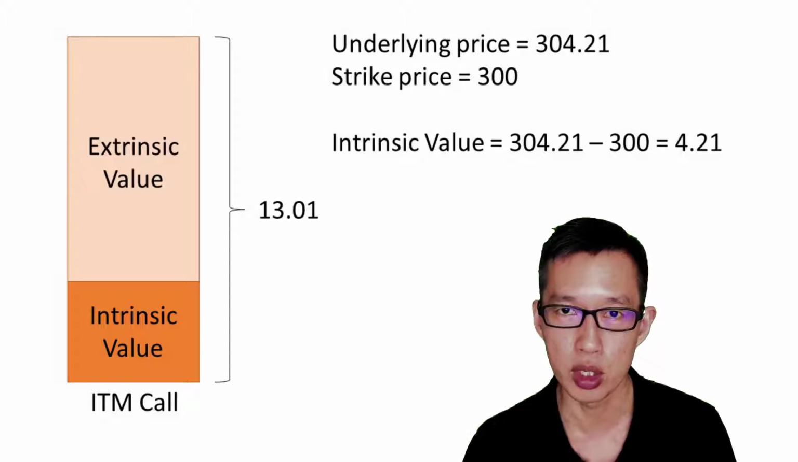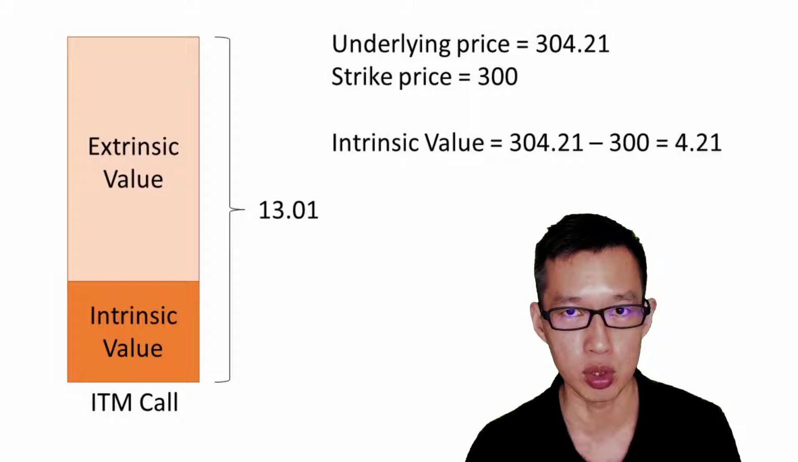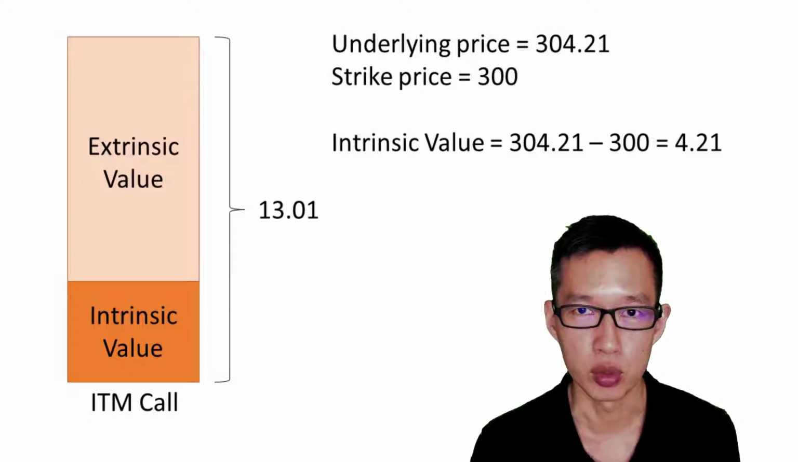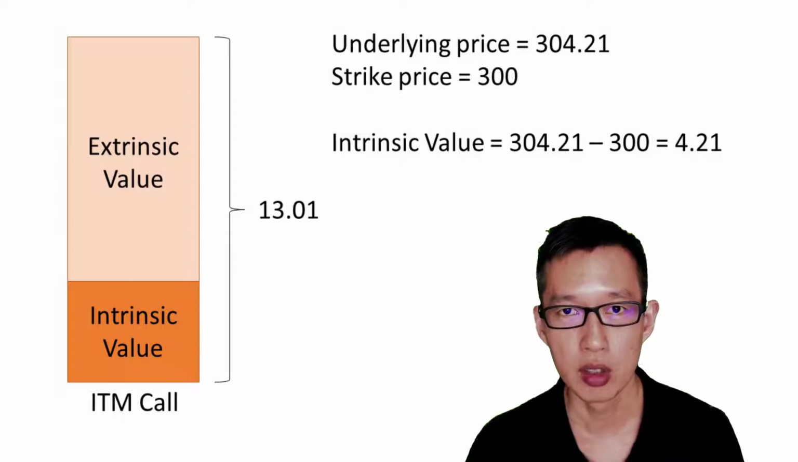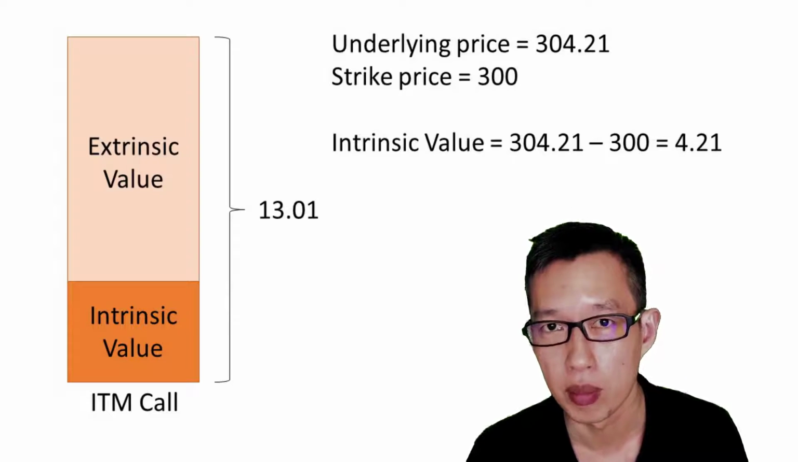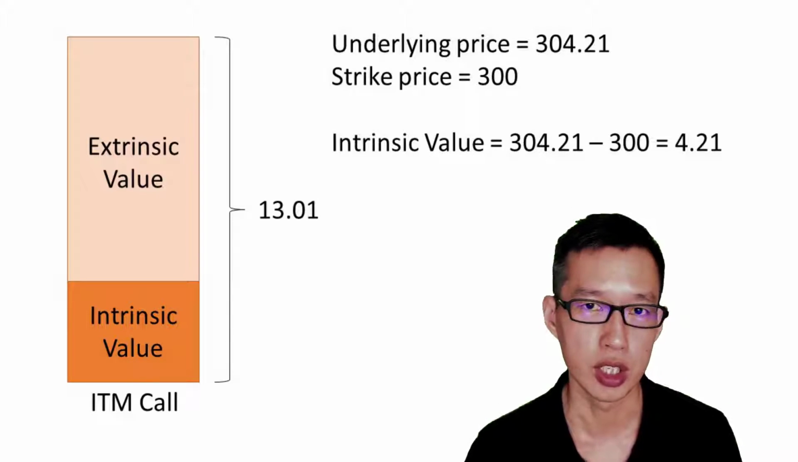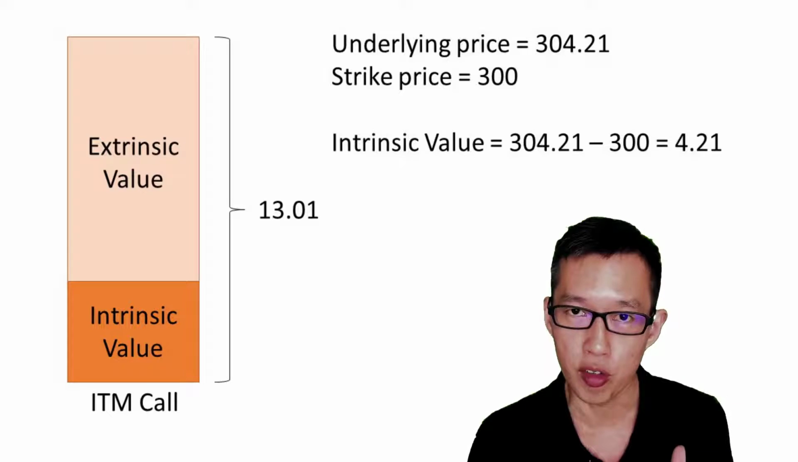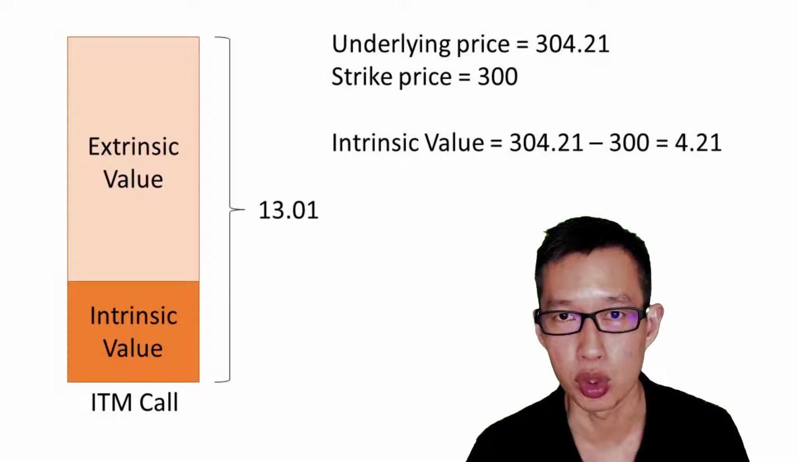This $4.21 is my intrinsic value, which means to say the value of my option right now, if I exercise and then sell, is $4.21. It is material value that I can get. In short, that is what intrinsic value is. Intrinsic value is what is the value of my option if I convert it into stock.